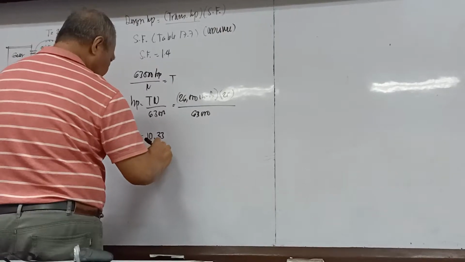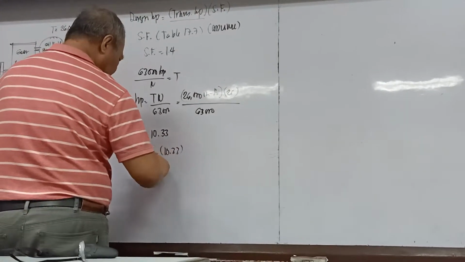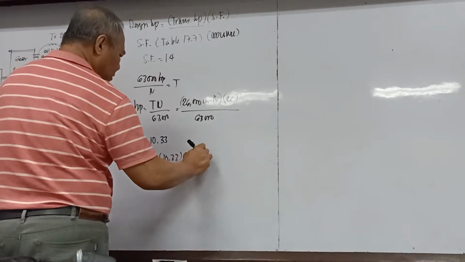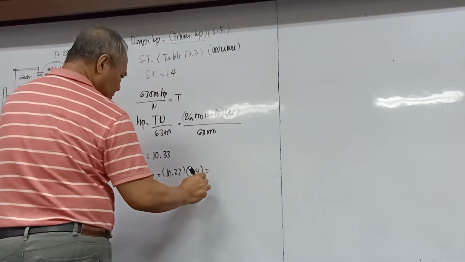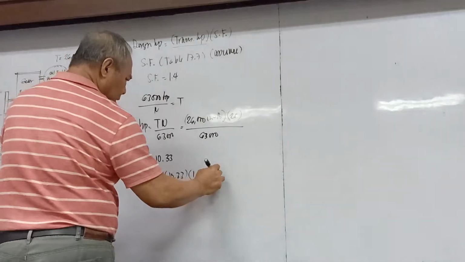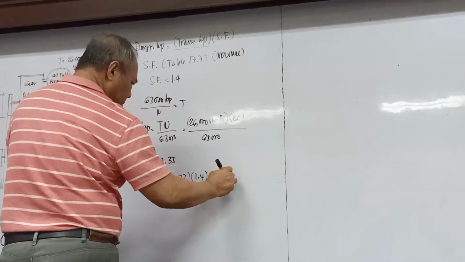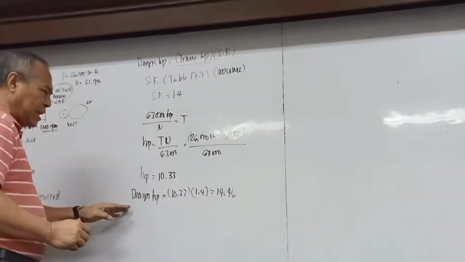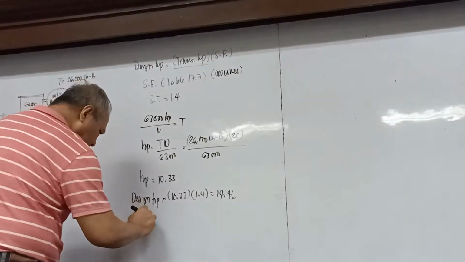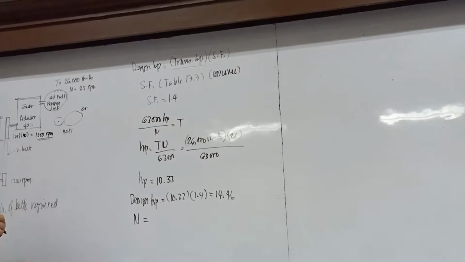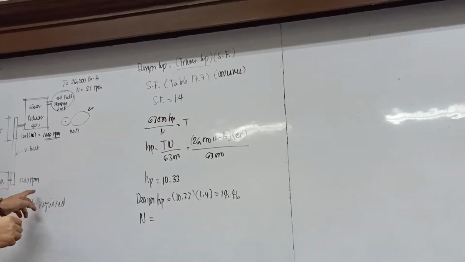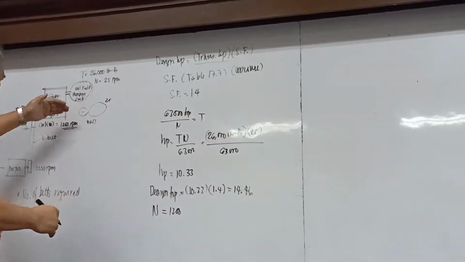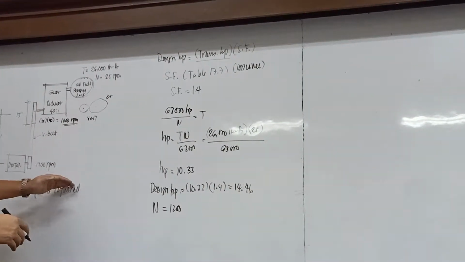Now, having this as my output, my design HP can be computed. Equivalent to 10.33, multiplied by the service factor of 1.4, which is 14.46. So now I know the design HP. What is the RPM of our small sheave? Given, this is 1,000 RPM.